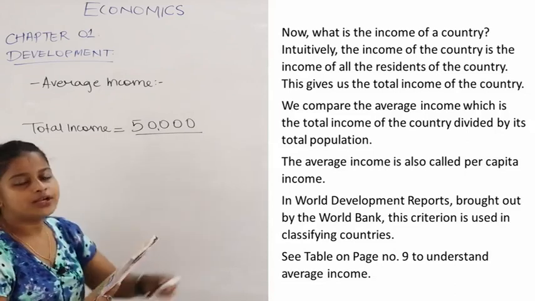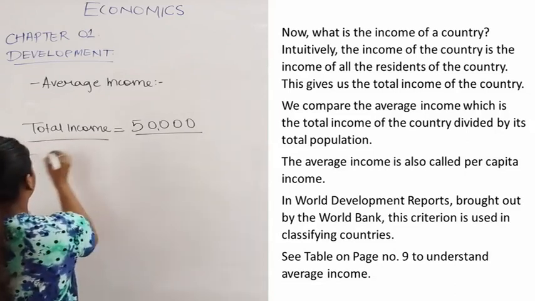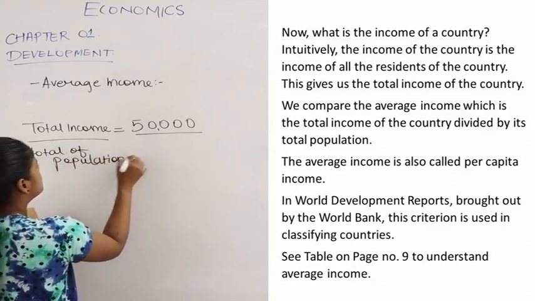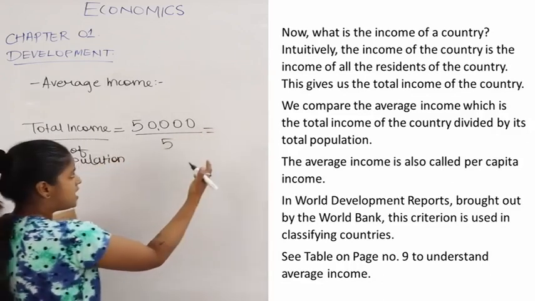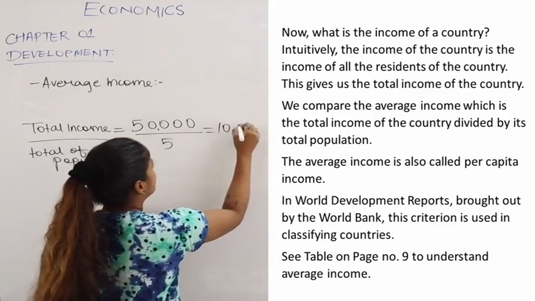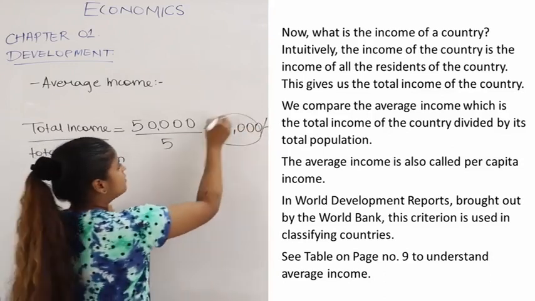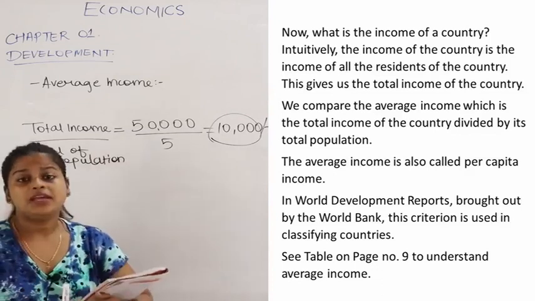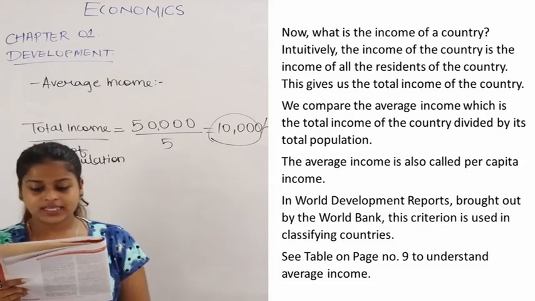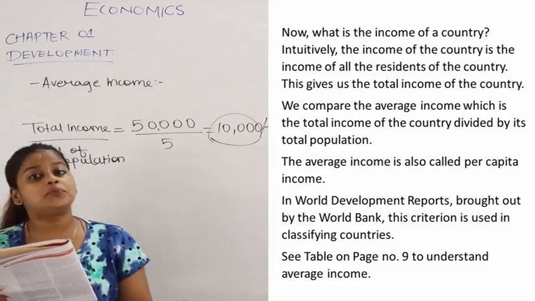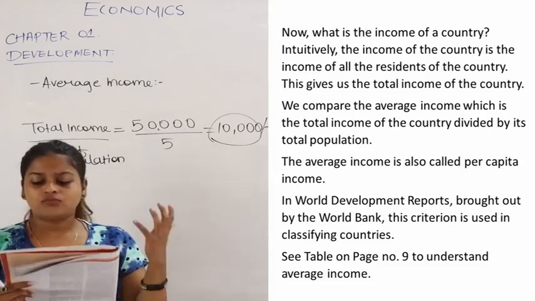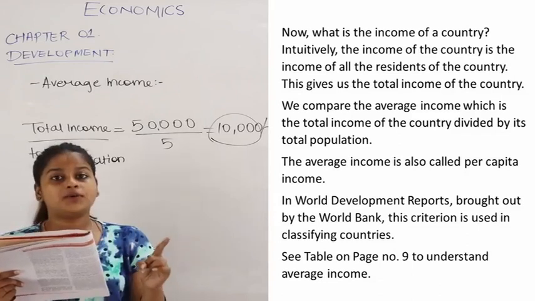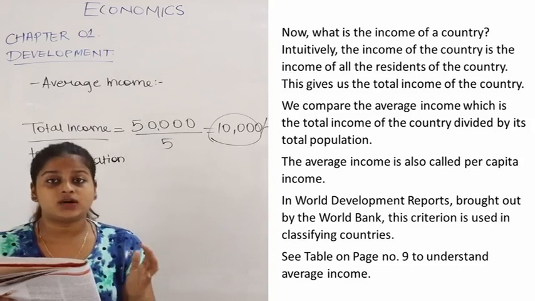Now, if we add the total of all of these and divide by the total population, which is 5, we get an average income of 10,000. With 10,000 being the average income, there is not much difference between country A and country B. But in country A, people are neither very rich nor extremely poor. On the other hand, most of the citizens in country B are very poor because their income is just 500, and one person, the fifth citizen, is very rich, having 48,000 as his income.